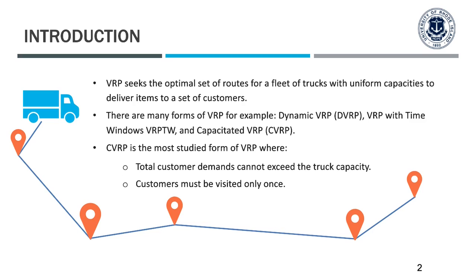In the VRP problem, we assume a fleet of trucks with uniform capacities delivering items to a set of customers, and we seek the optimal set of routes for these trucks. There are many forms of VRP, for example, dynamic VRP, VRP with time windows, and capacitated VRP. The capacitated VRP is the most studied form of VRP, where the total customer demands cannot exceed the truck capacity, and customers must be visited only once.